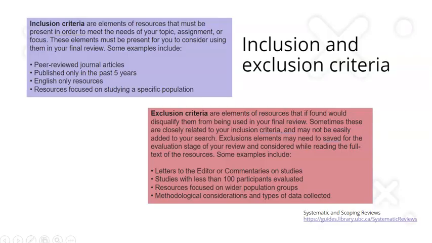So we're doing inclusion and exclusion criteria. Inclusion criteria are elements of resources that must be present in order for the needs of your topic, study, or assignment focus to be included. The other thing is, is the article peer-reviewed? Hard to determine. Published in the last 5 years? We haven't really figured that out. English language? Well, there are many English language citations and abstracts that have Portuguese throughout the full text. So that's hard to do. Resources focused on studying a specific population. We kind of know who we're studying, but even that's open for interpretation.